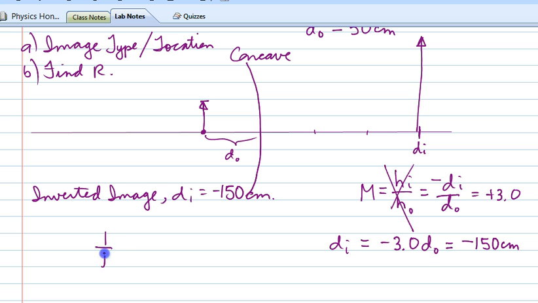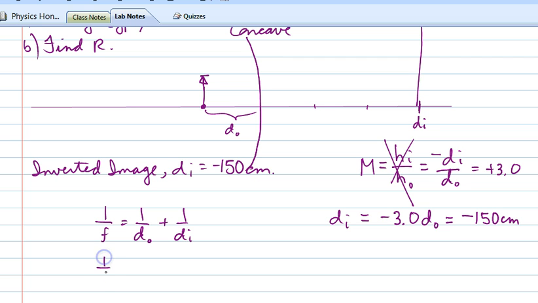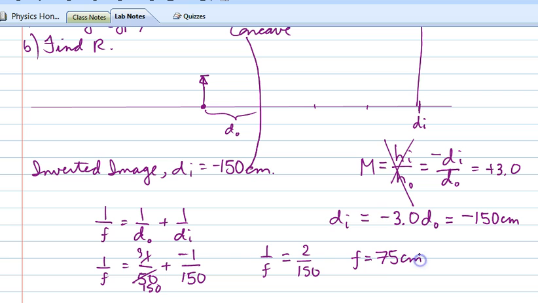Okay, so 1 over f equals 1 over do plus 1 over di. Now we've seen this a couple times. So 1 over f equals 1 over 50 plus negative 1 over 150. So this means that 1 over f is equal to 2 over 150, or f is equal to 75 centimeters. Okay, so if I divide DO into 2, that's approximately 25 centimeters. So that means that this point right here is f, because DO is 50.